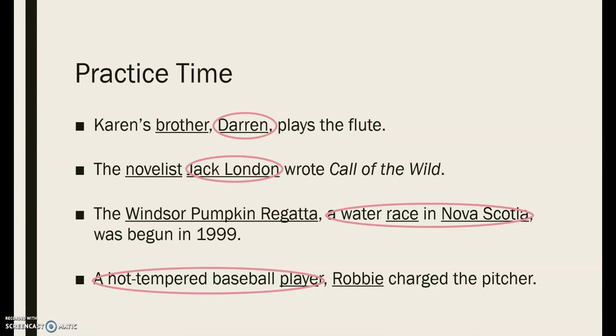A hot-tempered baseball player, Robbie, charged the pitcher. We could just write the sentence, Robbie charged the pitcher, but we need to clarify who he is and what type of person he is. So hot-tempered baseball player describes who Robbie is, and it clarifies to us who he is, so therefore it is an appositive. How did you do? Did you get them all correct? Well, let's look at some more.